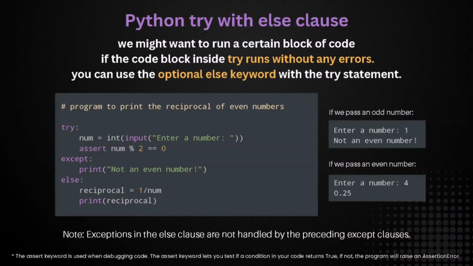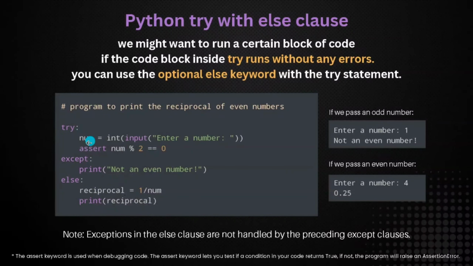For example, we need to print the reciprocal of an even number. So what I have to do, first I need to check whether the number given by the user is even or not. For that I will be using the try and except block, and if it's an even number, I want certain code to get executed which will return me the reciprocal of the even number. So those lines I will write inside the else block. So basically the else block is executed if no exception occurs, and the try block is executed without any error. So let's see the lines of code.